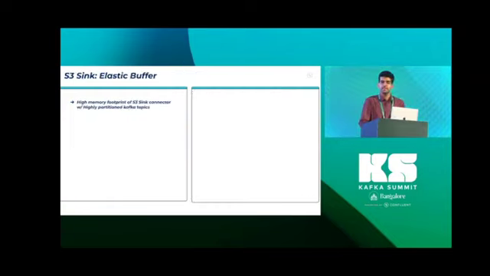Now, let's jump into another example. Suppose you're trying to configure an S3 sink connector on a highly partitioned Kafka topic, and you notice that the connector is taking up a significant chunk of memory on the connect worker.